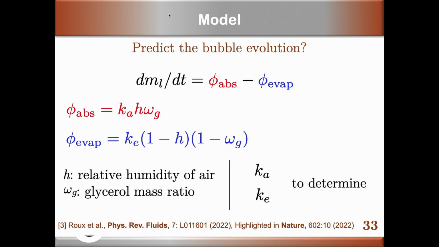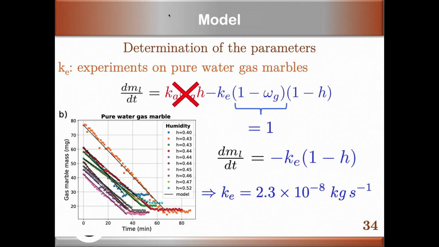But you have of course two constants to determine here. But the good point is that you can determine them from experiments, so you don't need to introduce any constant that will not be determined. How do you do that? Well, if you take the pure water experiments, then you have the evolution of mass. Of course, this time you have only water, so you have no glycerol anymore. So if you have no glycerol, you have no absorption, just evaporation. So you end up with just the evolution of mass is Ke times (1 minus H). And we had all these experiments with water, so you can determine your constant for the evaporation.